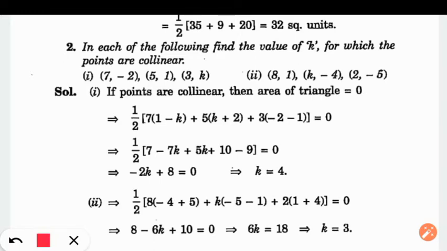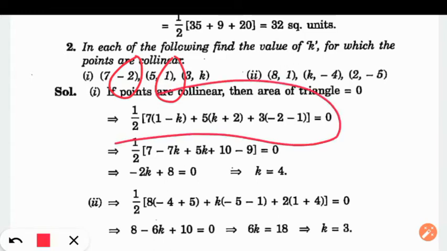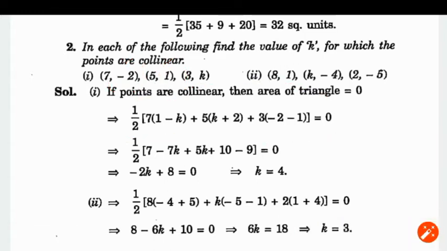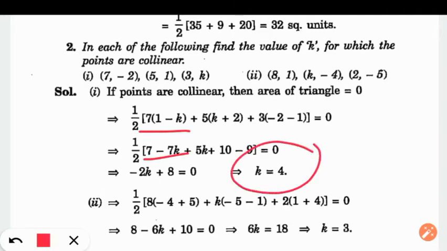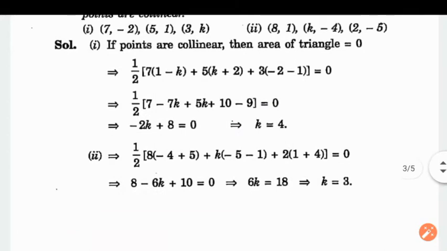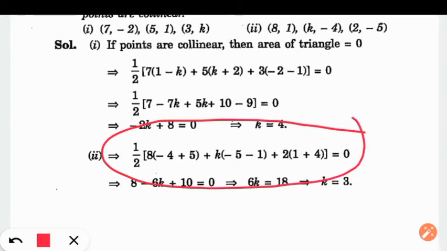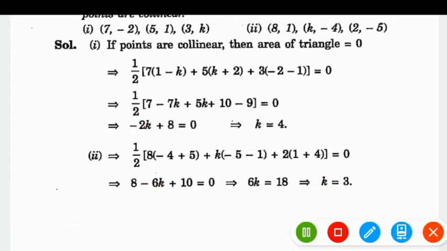No, y1 minus y2. In the formula we have y1 minus y2, so y1 is -2 and y2 is 1. After using the formula, let's see the simplification. 7 is multiplied with k and minus 1 and minus k, and after simplification the value of k is 4. Similarly, in the next question, since the given points are collinear, area must be 0. So the formula of area has been applied, and in the RHS we have 0. After simplification, the value of k is 3.